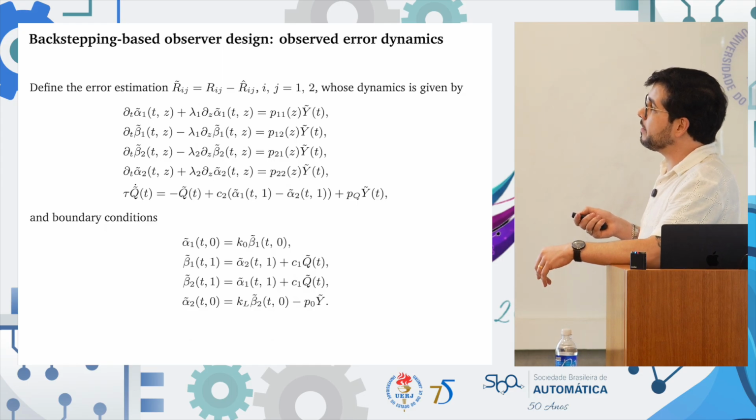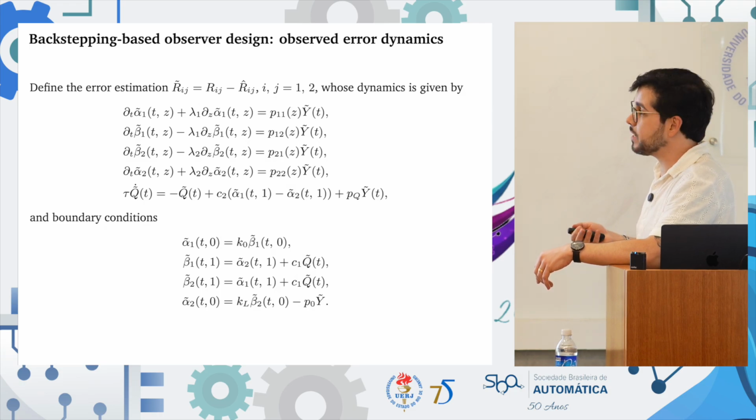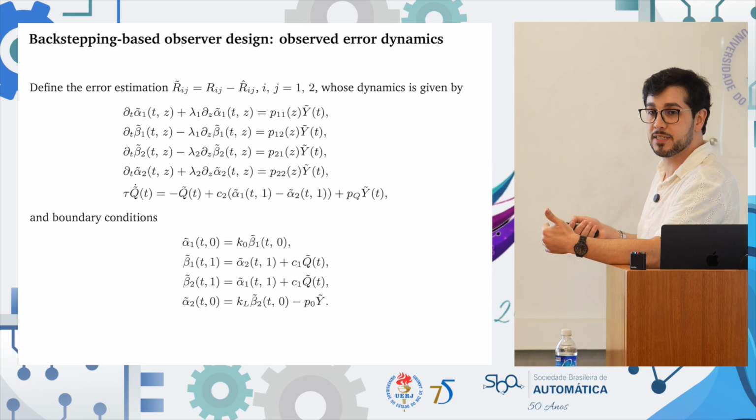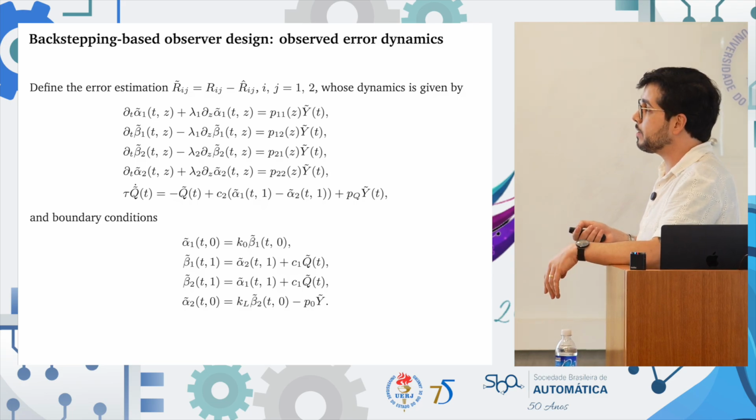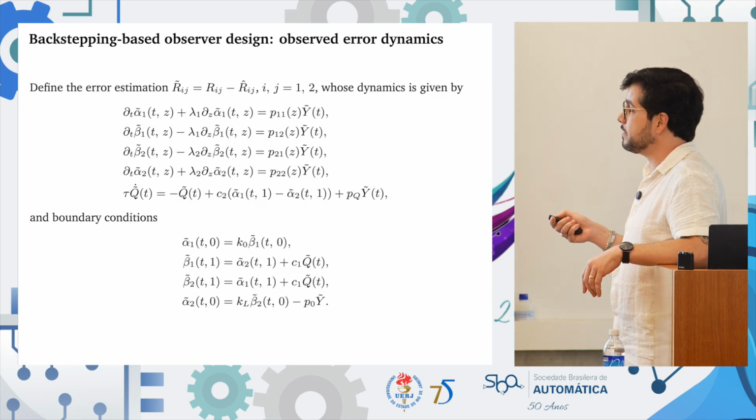So if we define the error dynamics, we find this dynamic that must be stabilized by the observer gains. Basically, the error dynamics is open loop unstable, because this is a copy of the system and the system is open loop unstable. So we have to stabilize it by designing these gains here.